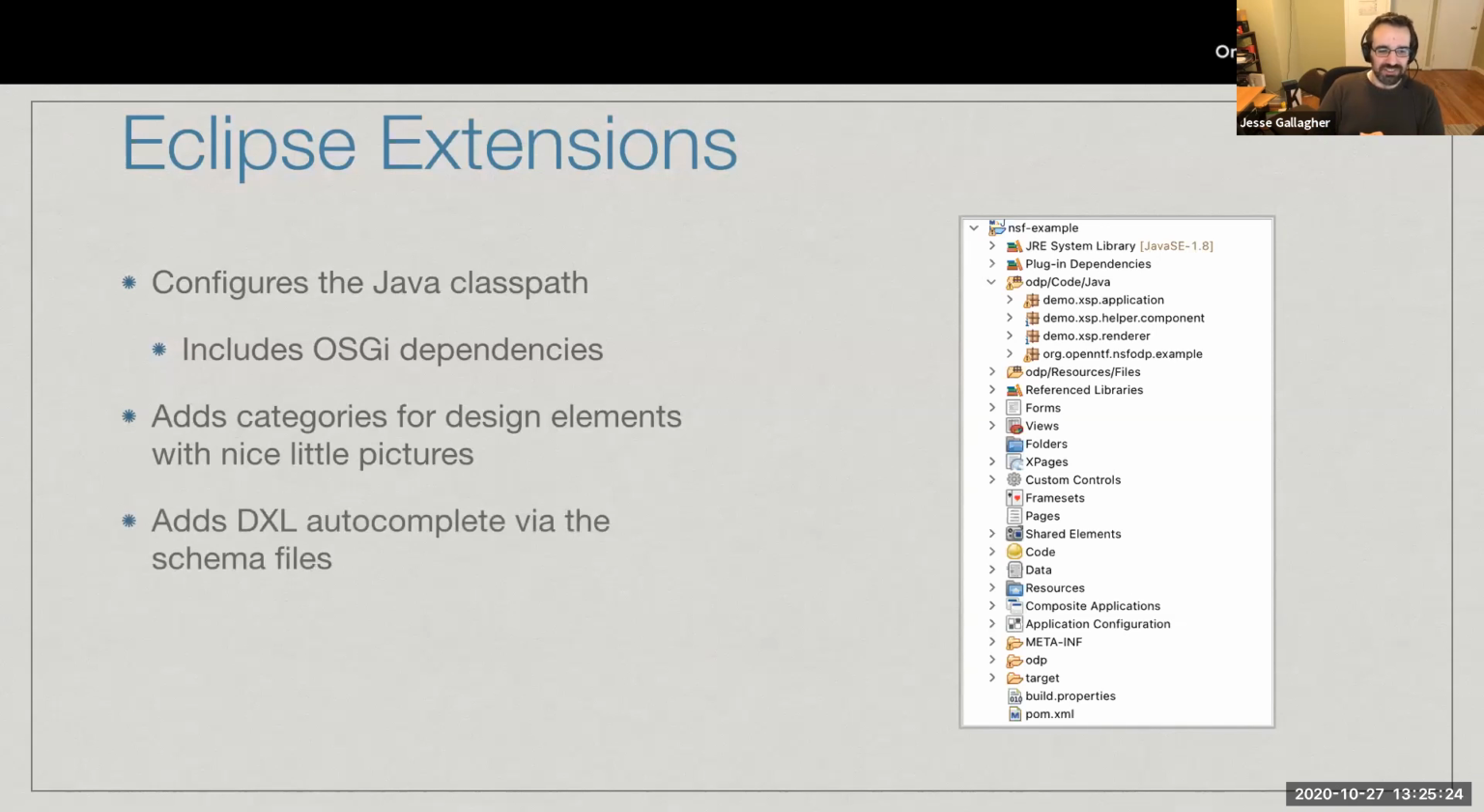It adds DXL autocomplete via the schema files. When I say schema files, I'm referring to files that come with Notes and Domino, and they allow you to say, when you have, for example, a view DXL file, it knows that you can do columns, but you can't just make up your own tag, and it will do autocomplete and things like that. To whoever at HCL maintains those, thank you. I don't know how many other people use them, but I do, and I really appreciate it. And I really appreciate that the license for them is extremely liberal.